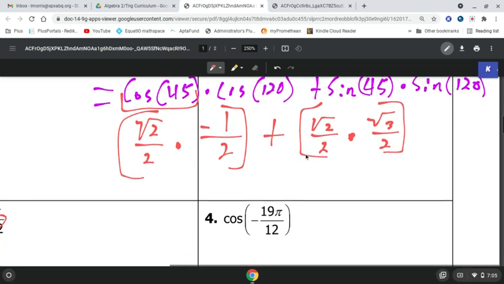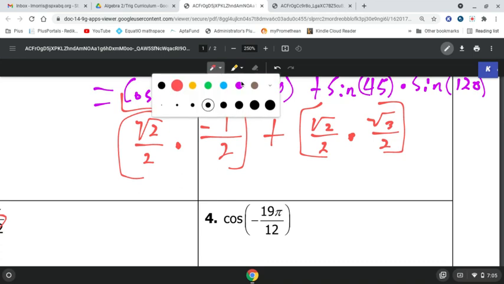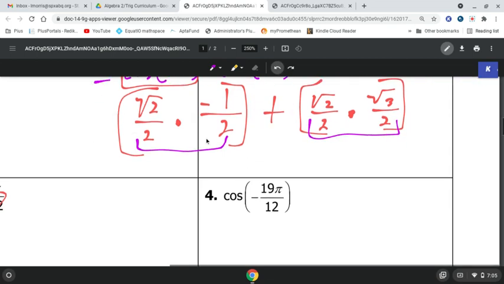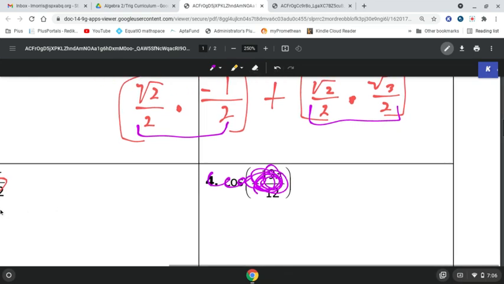So the reason I'm putting brackets around these is just so you know to multiply these two and these two before you do your addition or your subtraction. So I always put brackets around those just to remind myself, or else I'll forget and I'll start doing some crazy stuff. All right, so if we're multiplying these two fractions, it's just like multiplying any two fractions. So the square root of 2 times negative 1 is just negative square root of 2. And then 2 times 2 is 4. So that's going to be over 4.